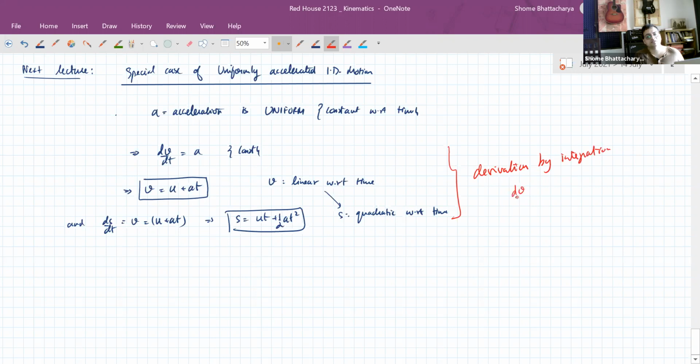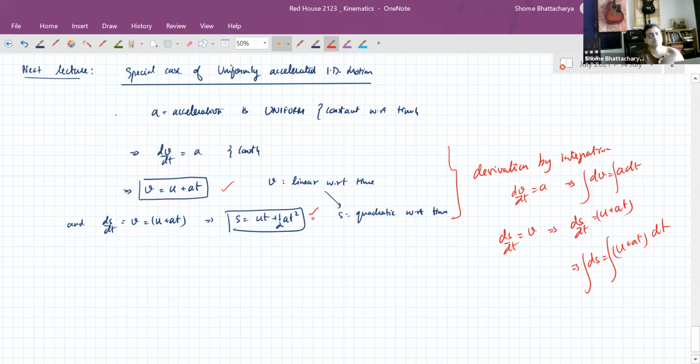That is, dv by dt is equal to a, means that we can integrate this way. ds by dt is equal to u plus at. So that means now we can integrate this, and these integrations will give us these results. So this is something that we are going to look at in the next lecture.